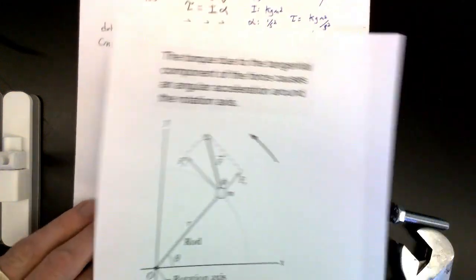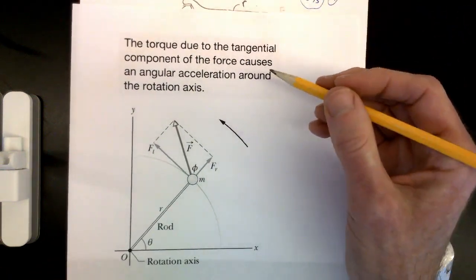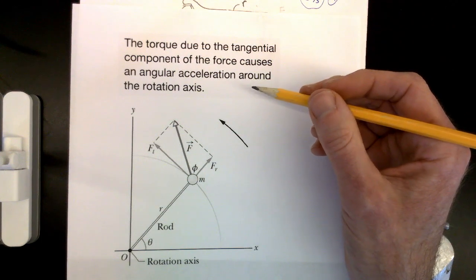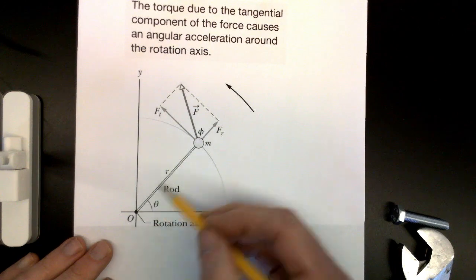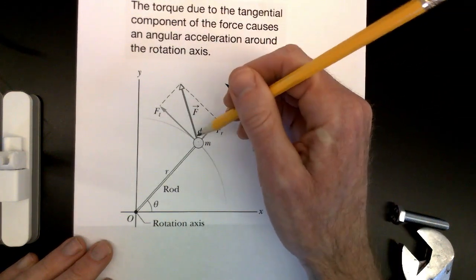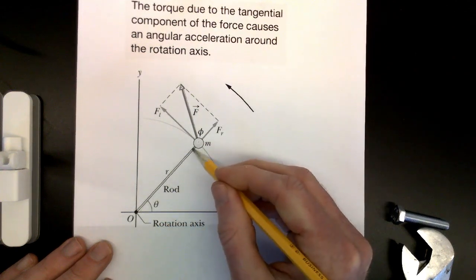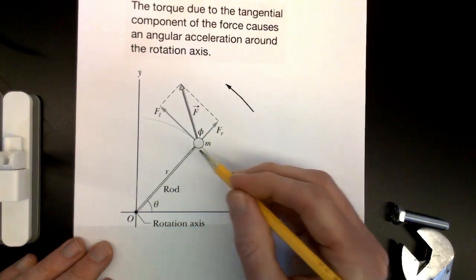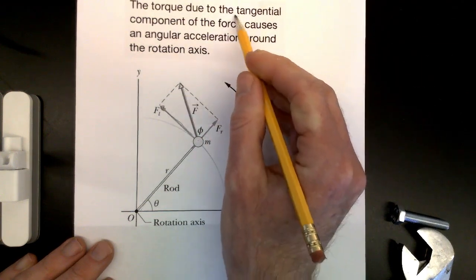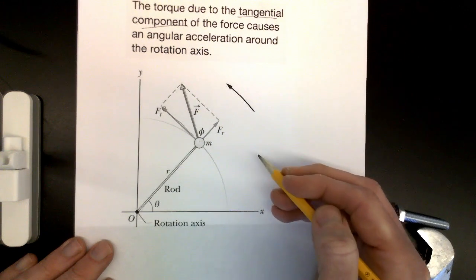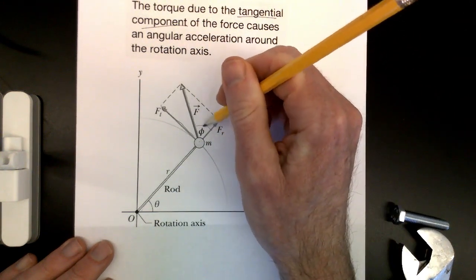But for example, over here, this is a diagram that's straight from the book. This says the torque due to the tangential component of the force causes an angular acceleration around the rotation axis. So what do we have here? We have a rod with a mass on it, and this time the force is not at 90 degrees. So here's our force, here's our radius, and if we want to try to find the torque, what we need to do is find this component of the force right there. So that's the tangential component of the force. It's really going by the sine of this angle right there. So there's the angle between them.